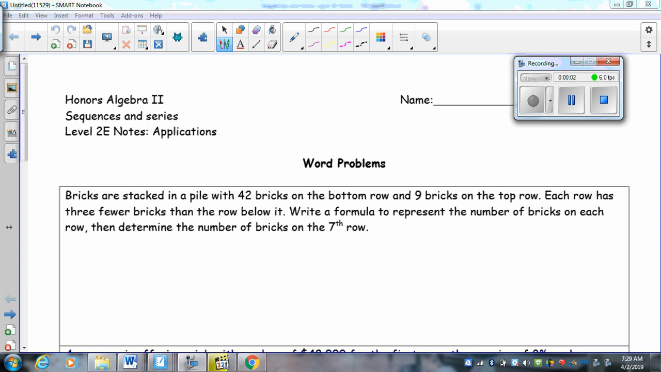Okay, this is Sequences and Series Level 2E Notes Applications. With applications, of course, it's our favorite word problems. I'm going to show you all how to set up a formula for each of these 4 word problems, but if you feel like you could do it a different way and not set up a formula, that is totally fine as well. So let's read the first problem.